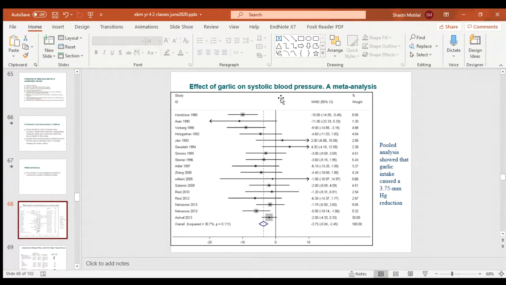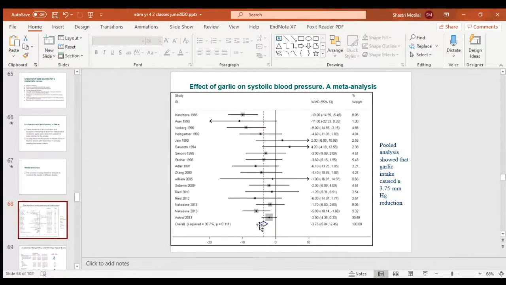So what they do, they combine all these studies, and overall, when they combine all these studies, this diamond represents the overall result. Does this diamond include the value of no effect? Does it touch this line of 0? No. This diamond is minus 5 to minus 2. So this tells us that overall, when you combine all these studies, garlic reduced blood pressure by a tiny amount. It reduced it by probably 2 to 3 millimeters of mercury. Now, definitely statistically significant.